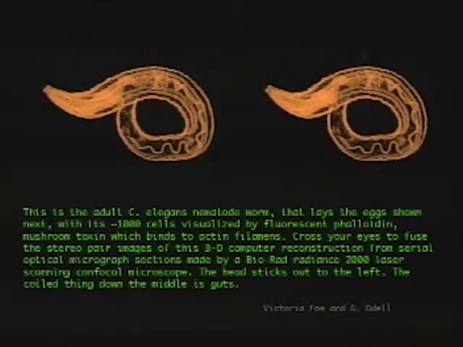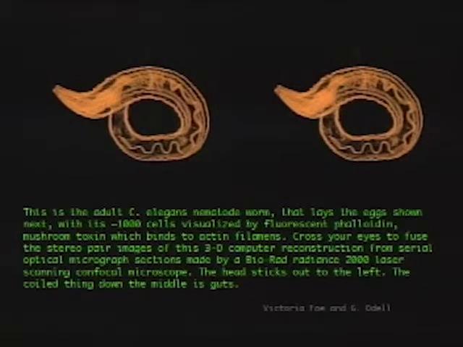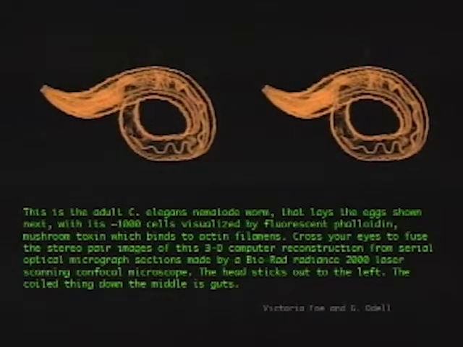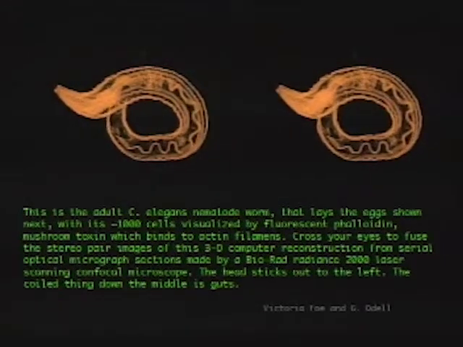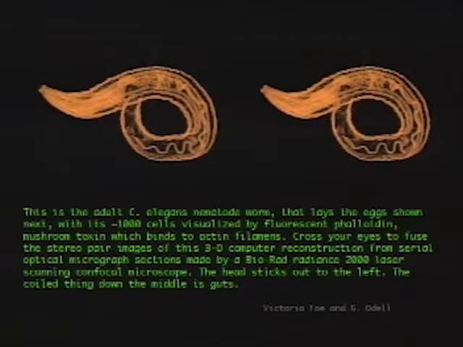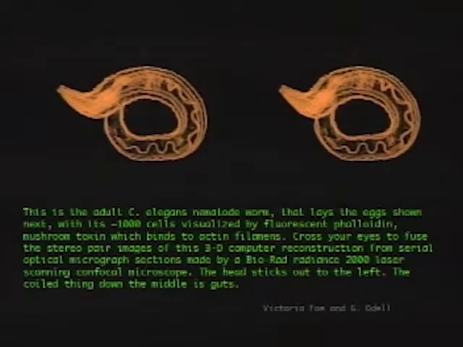So could you put on the video, please? Yep. There you go. Okay, so that is a stereo pair image of a C. elegans nematode worm. You're supposed to cross your eyes to fuse those images. This is the poor man's version of what you saw the other night. It costs nothing. Very smart. Where are you when we need you?